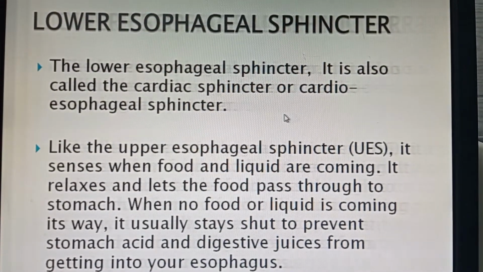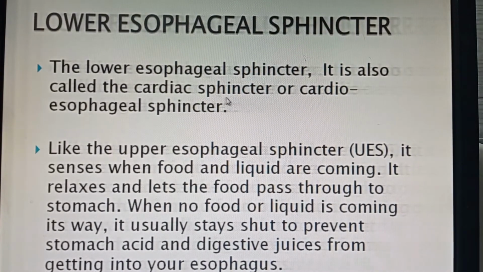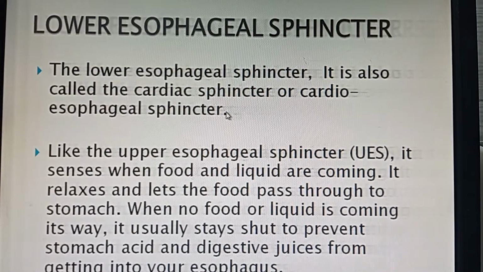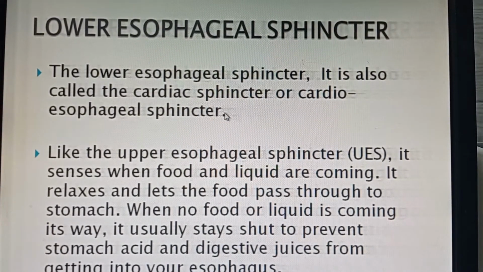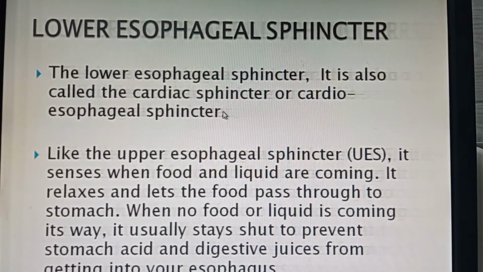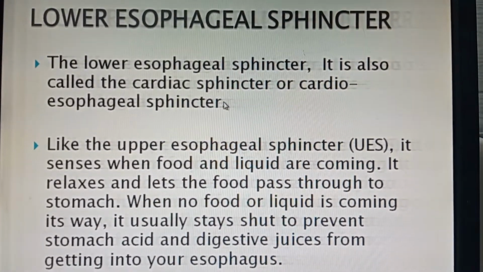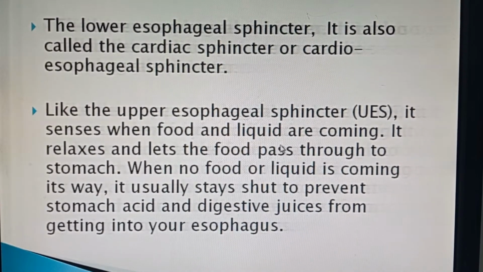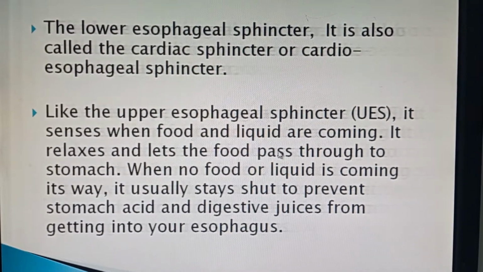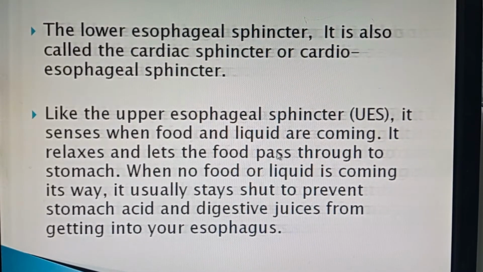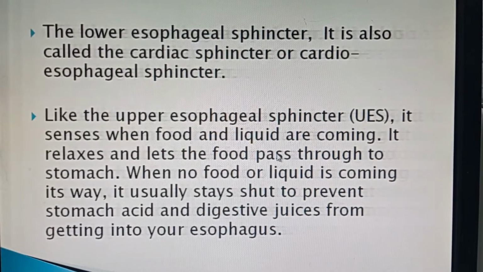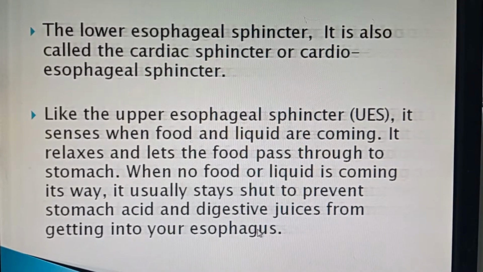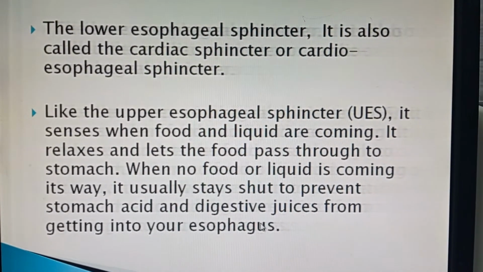The lower esophageal sphincter is called the cardiac sphincter or cardioesophageal sphincter. The upper one is called the cricopharyngeal sphincter, and the lower sphincter is called the cardiac sphincter or cardioesophageal sphincter. Like the upper esophageal sphincter, it senses when food and liquids are coming, it relaxes and lets the food pass through the esophagus to the stomach. When no food or liquid is coming its way, it usually stays shut, closed, to prevent stomach acid and digestive juices from getting into the esophagus.